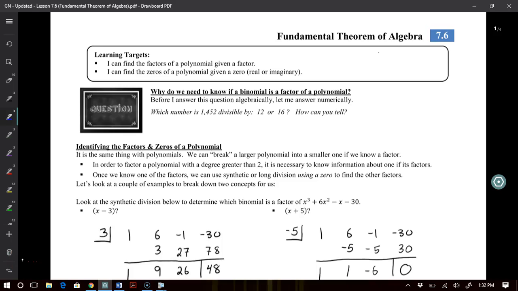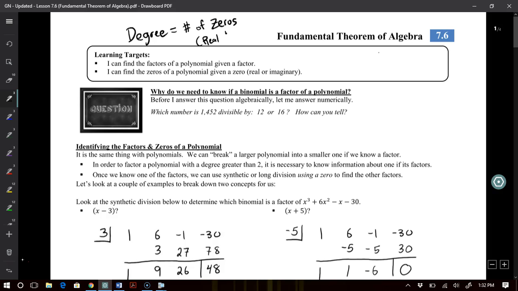All right, we are going to start lesson 7.6, the fundamental theorem of algebra, which we've already kind of touched on previously, dealing with the idea that the degree of a polynomial tells you the number of solutions, the number of zeros, and that includes real and imaginary. And that's going to come into play a lot today. We're going to look at the degree, we're going to figure out how many answers we should have, but this time we're going to find them as well.